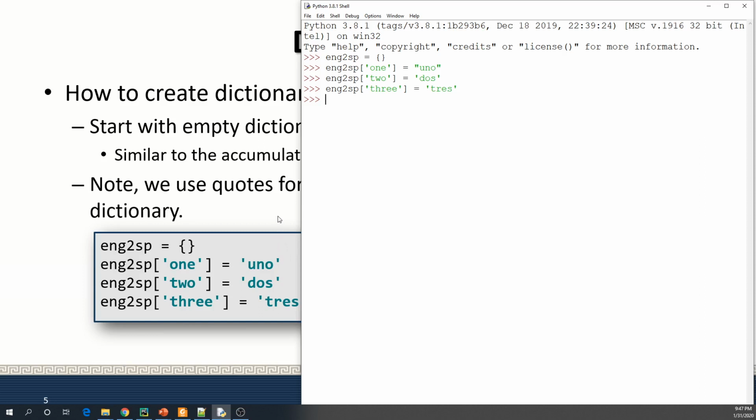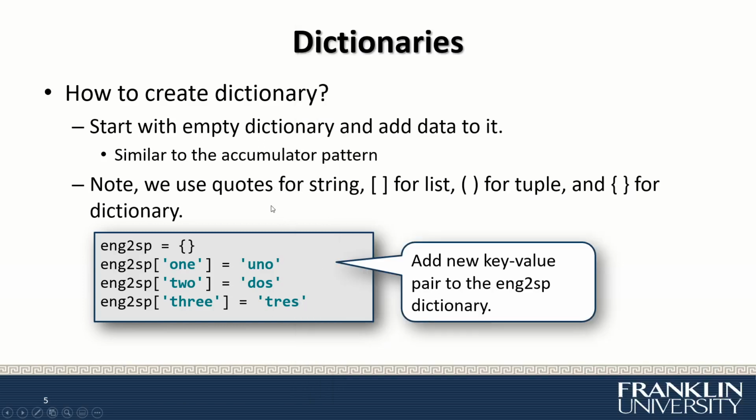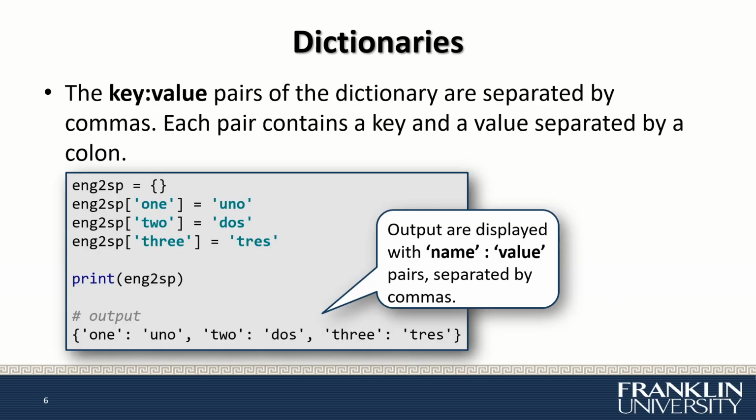You create a dictionary by using the empty dictionary and then adding data to it. The key again can be any immutable data type. In my example, I use a string as a key, and the value happens to be a string also. The value can be any Python data type: number, string, list, tuple, or any object. The key thing about a dictionary is the key value pairs. And the key value pairs in a dictionary, when you print them out, are separated by commas.